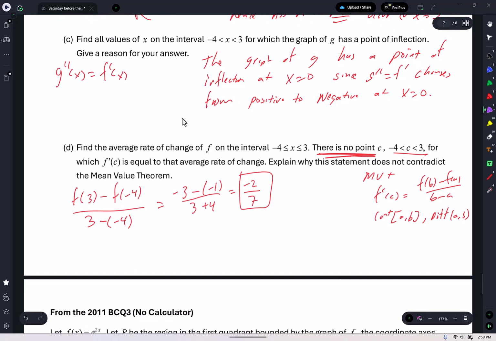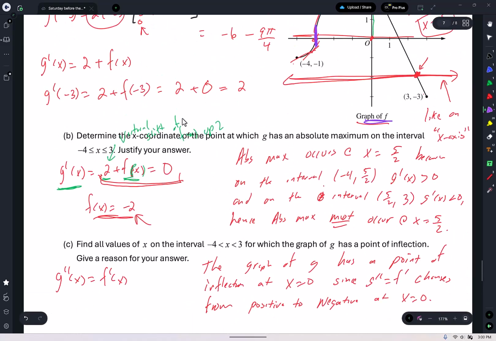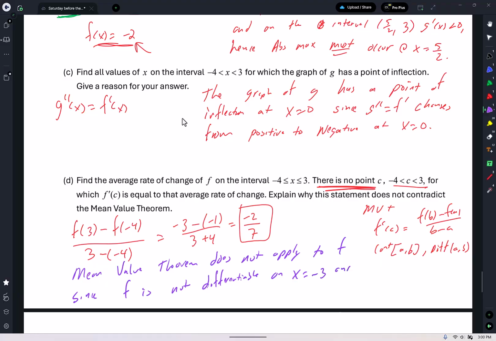Mean value theorem does not apply to f since f is not differentiable at x equals negative 3 and x equals 0. And there it is, guys.